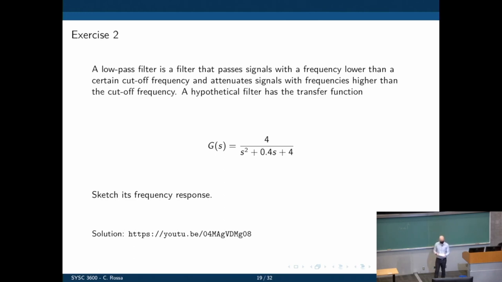A low pass filter is a filter that passes signals with a frequency lower than a certain cutoff frequency and attenuates signals with frequencies higher than the cutoff frequency. A hypothetical filter has the following transfer function.